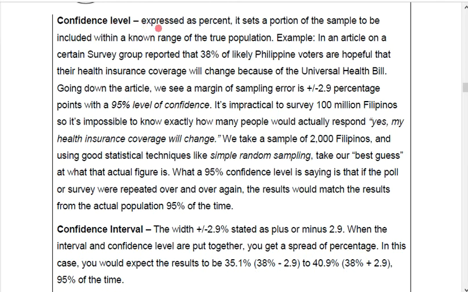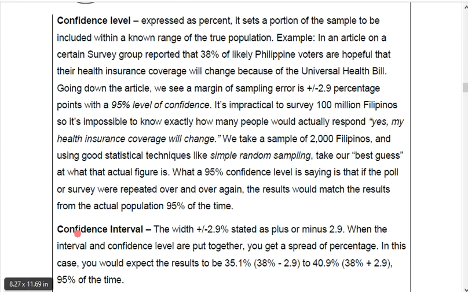Confidence level, expressed as percent. It sets a portion of the samples to be included within a known range of the true population. It is said to be the level whereby the researcher is confident that these data are the true population or the true parameter or the true value.